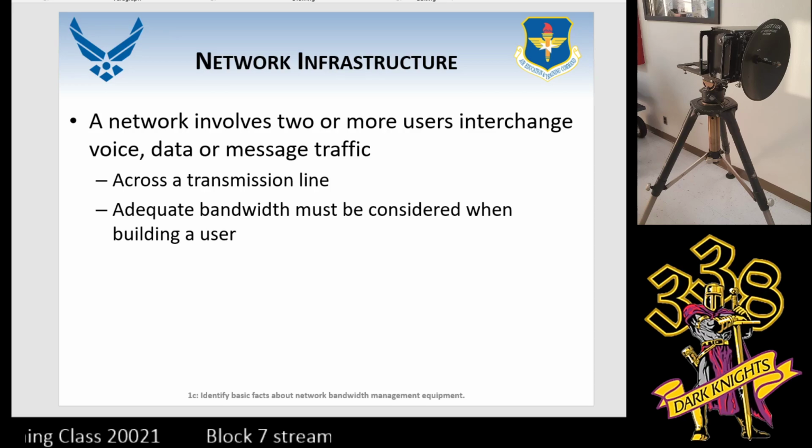Copy. All right, so network infrastructure is a network that involves 2 or more users that interchange voice, video, data, message traffic. This is done across the transmission line, and adequate bandwidth must be considered when you're building a user. So depending on what type of mission that certain individual has, whenever you're building that user, or trying to figure out how much bandwidth that specific person needs, those things need to be considered whenever you're talking about network infrastructure.